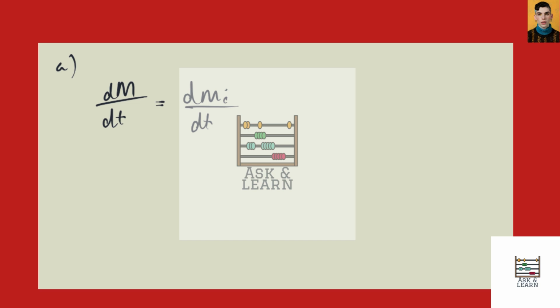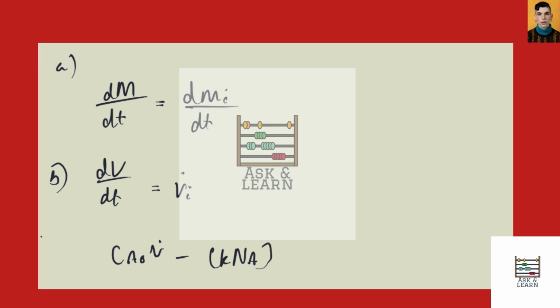So we use the relation from our equation, that is d(density × V)/dt, and then we're able to solve for dV/dt, that is equal to V_i flow rate. And then we can solve for the differential mole balance equation, dNA/dt = CA0 V dot − kNA.